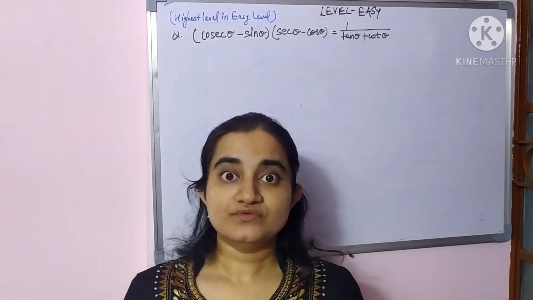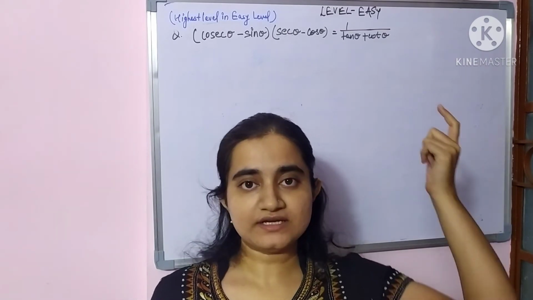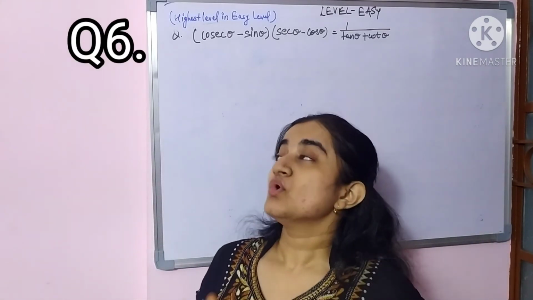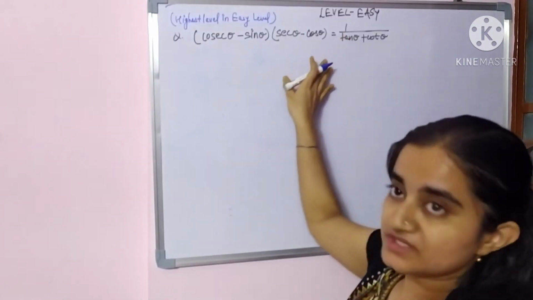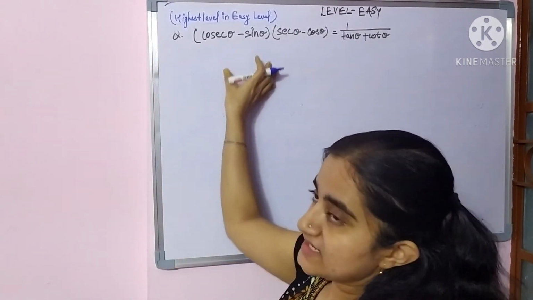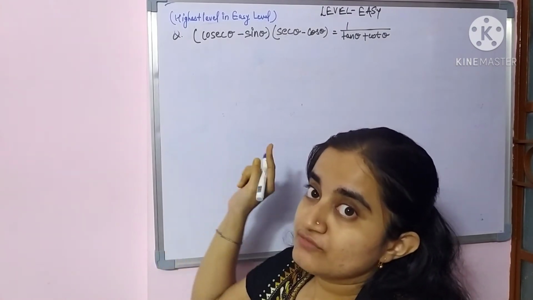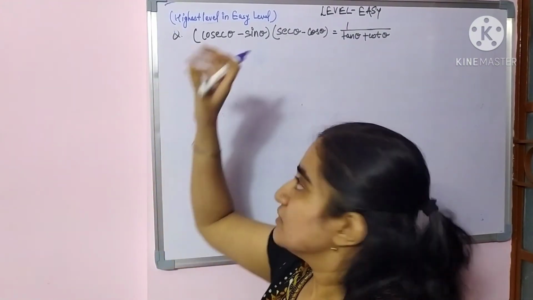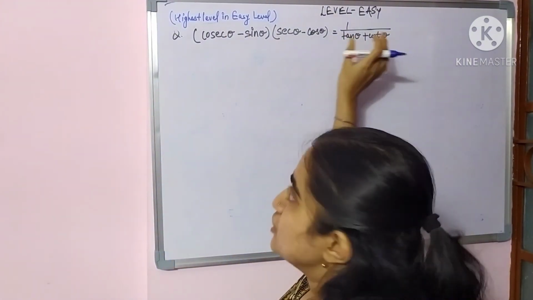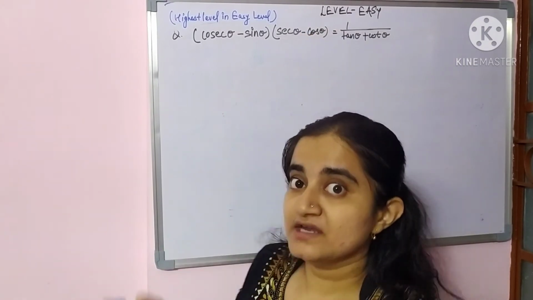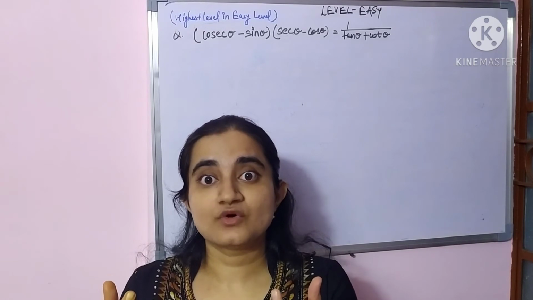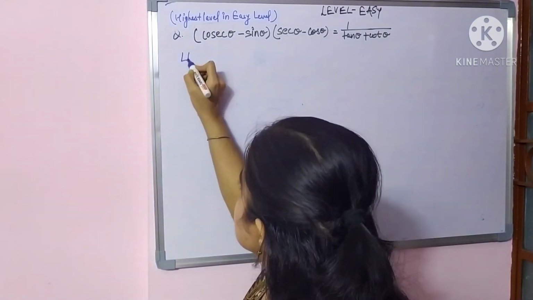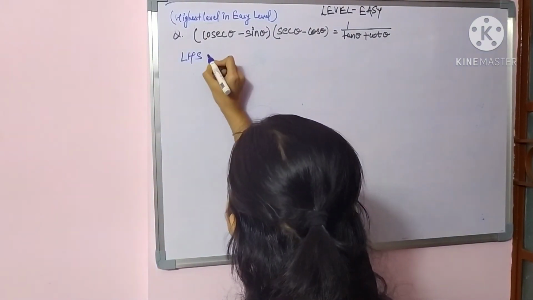So students, now we will move on to the highest level in that easy level part. Highest level questions are like these, in which you have to solve the LHS and a little bit you have to solve the RHS also. To reach from LHS to RHS, you have to solve both the parts and equate them by gaining equal answers for both the parts. So let's solve our first part, that is LHS.